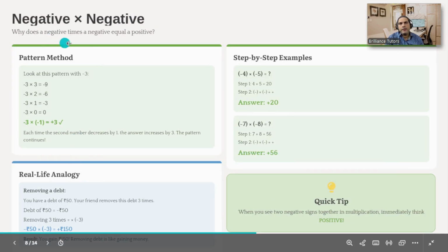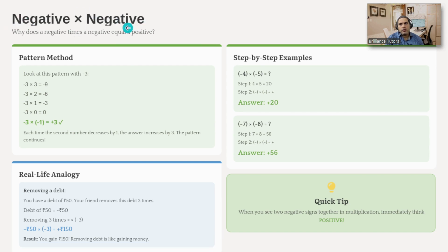So negative and negative is always positive. When both are negative and we multiply them, that will be a positive sign. I hope that's clear. So look at this pattern with minus 3. Minus 3 into 3 is minus 9, minus 3 into 2 is minus 6, minus 3 into 1 is minus 3, and minus 3 into 0 is 0, and here minus 3 into minus 1 is plus 3. So both are negative. Each time the second number decreases by 1, the answer increases by 3. The pattern continues.